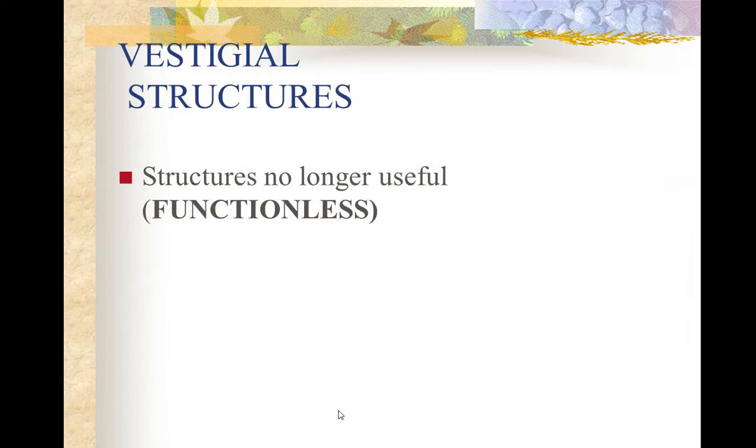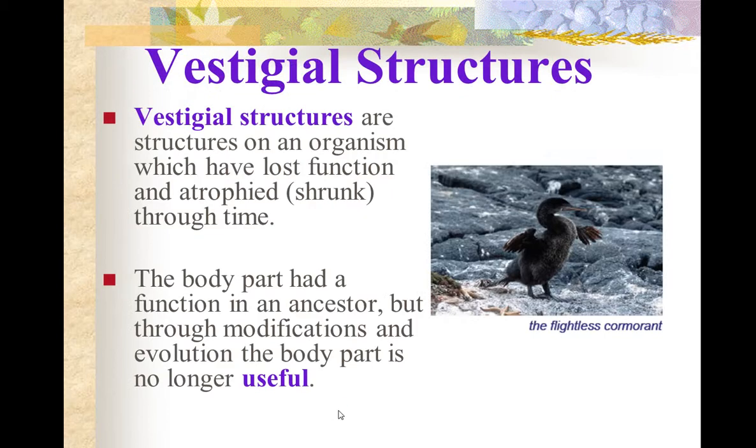These are structures that no longer have a function. The problem that I see students is they say, oh, well, they didn't need it, so they didn't use it. That's a Lamarckian explanation, and we're not accepting Lamarck's explanation. He helped us by understanding that organisms change, but we accept Darwin's descent with modification and the driving force of natural selection. So vestigial structures, they were common, but they are no longer being used.